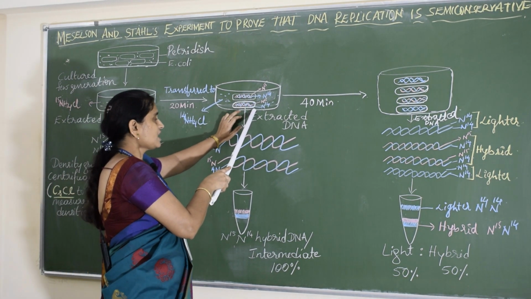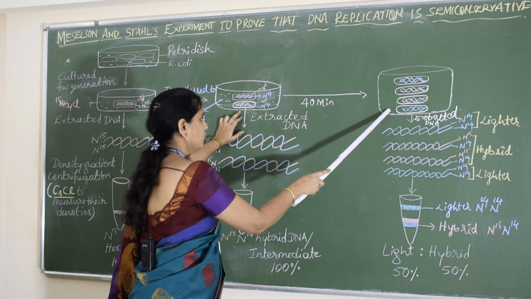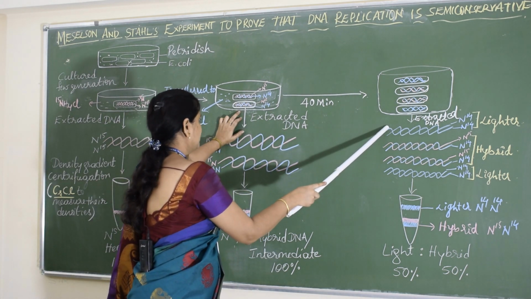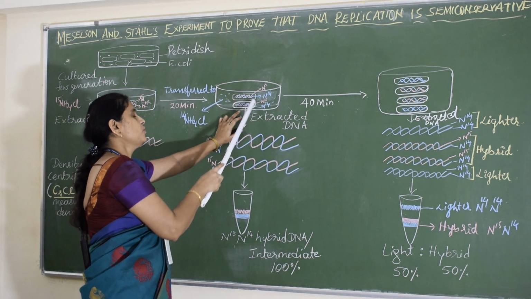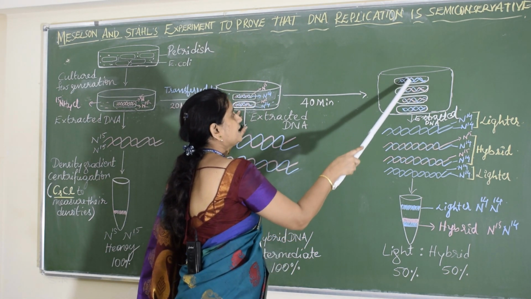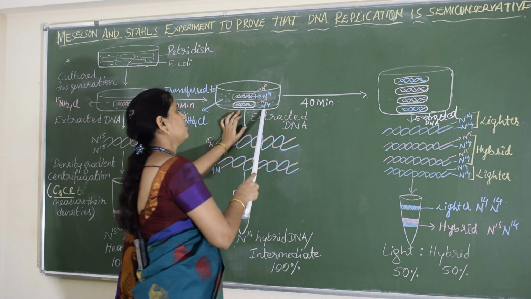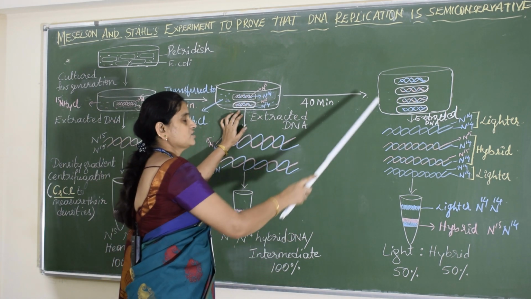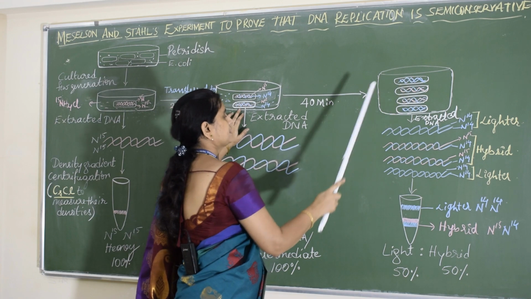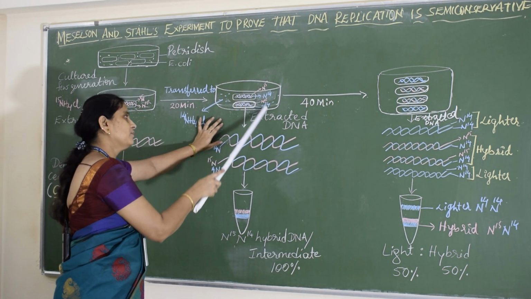Similarly, after one more generation, that means after 40 minutes, if these two bacteria were allowed to grow, what happens? The two bacteria will again undergo binary fission to form 4 bacteria. The strands will get separated into 4 single-stranded bacterial DNA, and on each strand in each daughter bacterial cell, a new copy of normal DNA will be synthesized. Hence two bacteria will receive the hybrid DNA, and the remaining 2 bacteria will receive only the lighter DNA. And here, after 20 minutes, you can see that the DNA is completely hybrid.